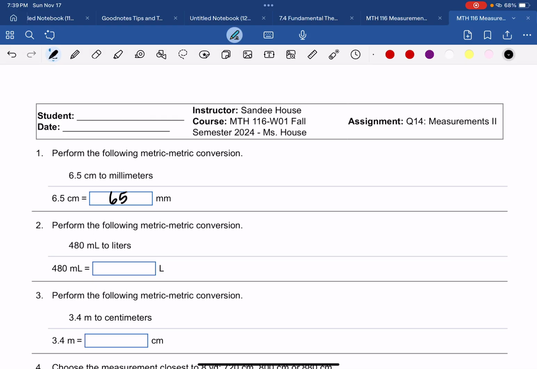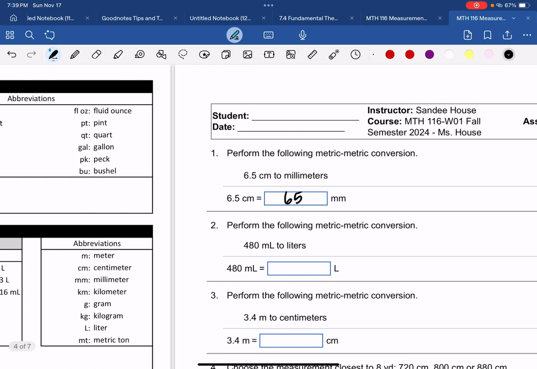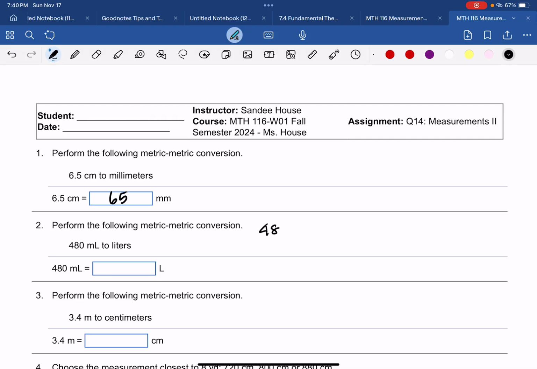480 milliliters to liters. So milliliters would be here. And we're going to liters, so we're going 1, 2, 3 places to the left. So 480, the decimal is here. We're going 1, 2, 3 places to the left, so that's 0.480. And of course, you can leave off the zero at the end. So it's just 0.48. All of those are the same thing.